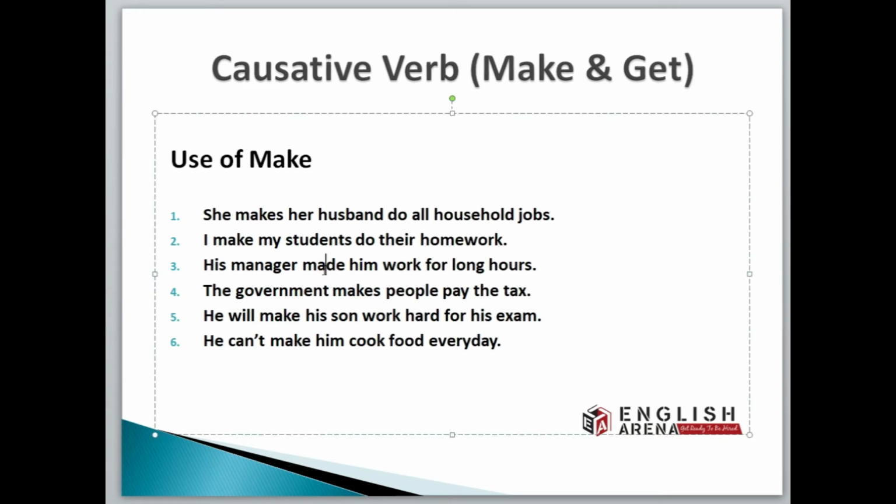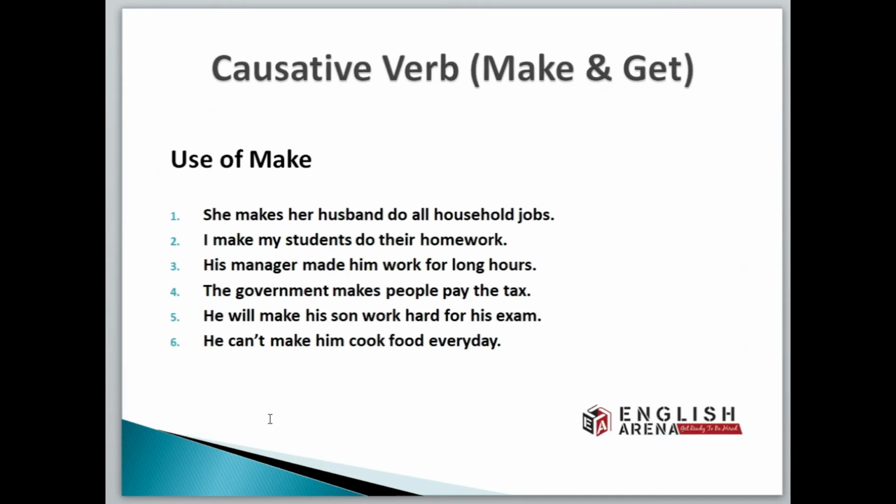So here make is now made. Okay, this is the second form. Or let's go for another example. The government makes people pay the tax. Or he will make his son work hard for his exam. Or he can't make him cook food every day.